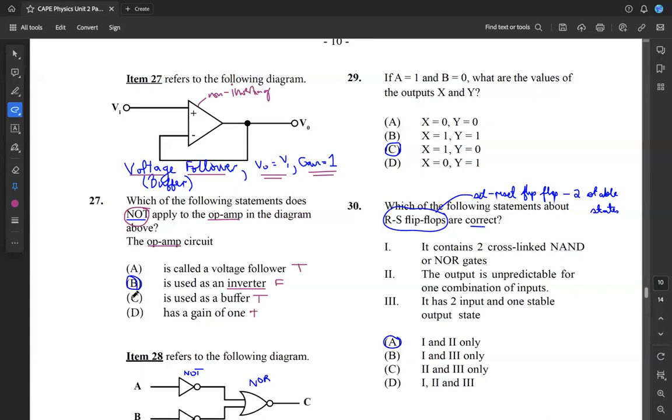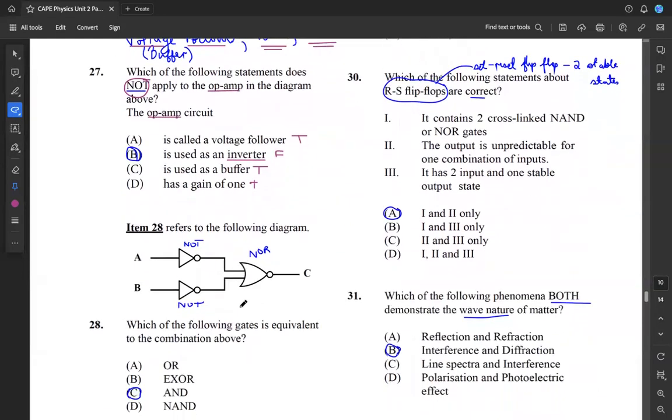But what's not true is that we're not using it as an inverter because, as you see, we're putting the input into the non-inverting node, okay? So our answer is B. B is the one that's not true about our circuit, okay? All right. So moving on to question 28 now.